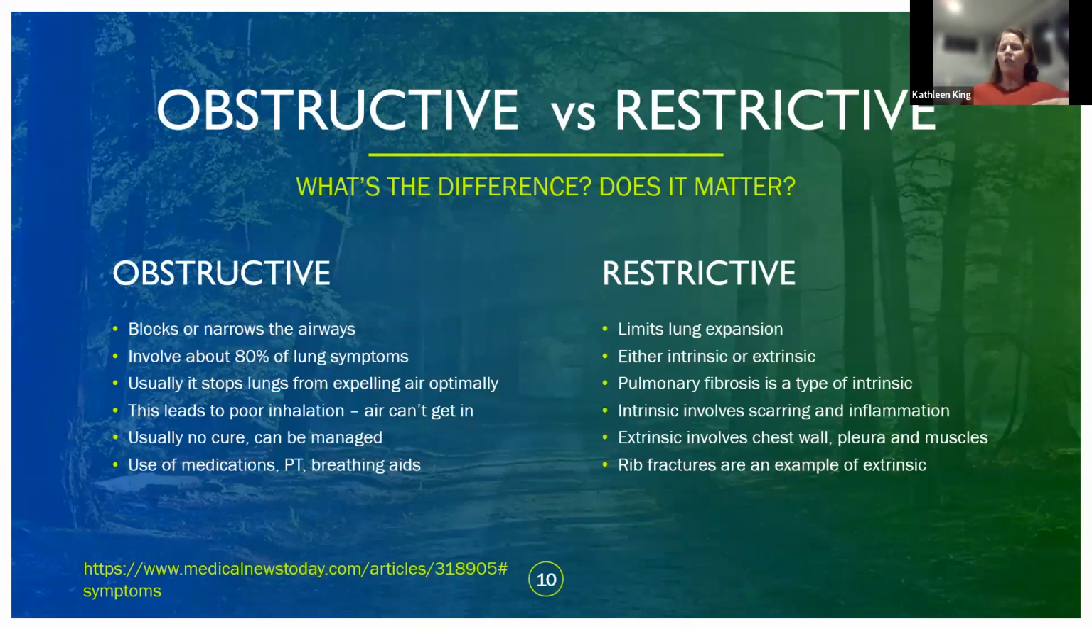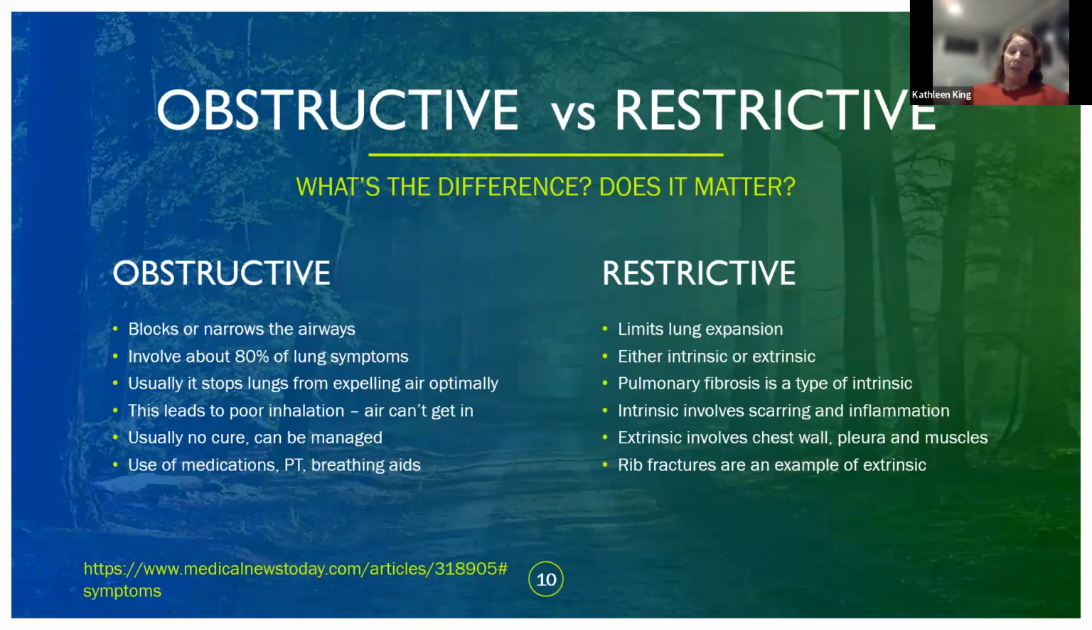Extrinsic usually involves the chest wall, pleura, and muscles. So that's normally like what we said before, rib fractures. It could be for somebody with COPD, with heart failure, right? So if you have heart failure, maybe you have fluid in your pleural area, and it's hard for you to move the muscles, to move your diaphragm, to expand your lungs. And so you end up with this restrictive lung disease.